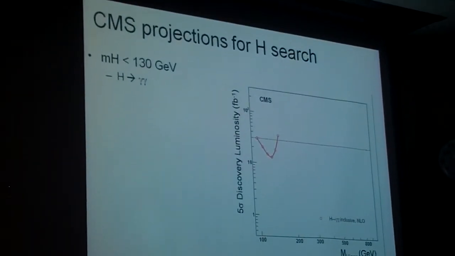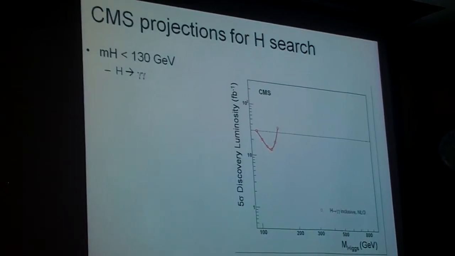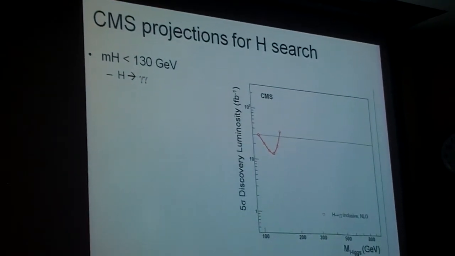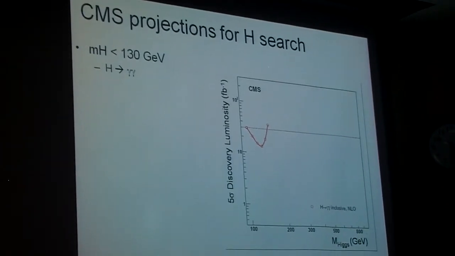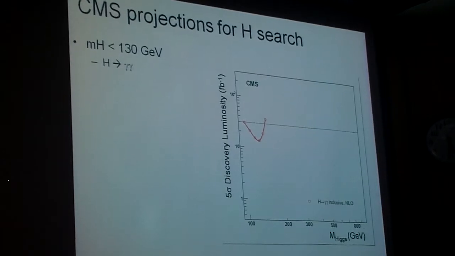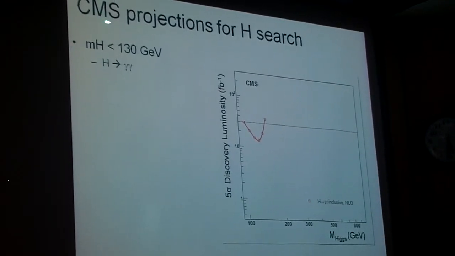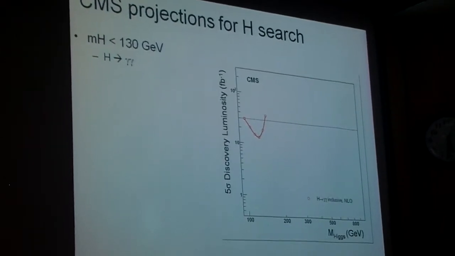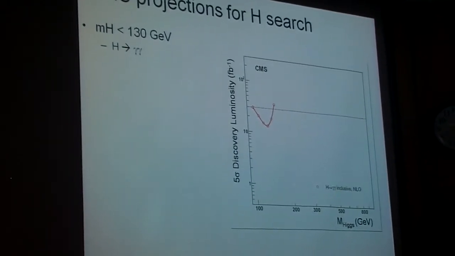And what I wanted to show you is the projections for what you can exclude at the LHC. So let me first show you the plot for the 14 TeV example, which is the design case of the LHC that's been studied a lot. This is for the CMS experiment. So if the mass of the Higgs boson is below 130 GeV, then the decay mode that CMS would use is Higgs to 2 photons.